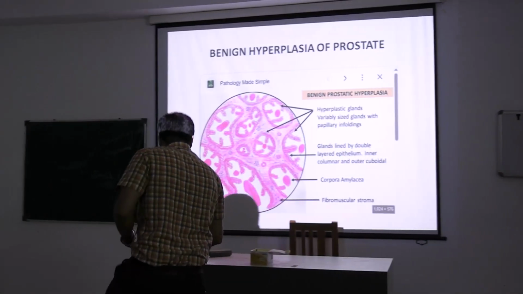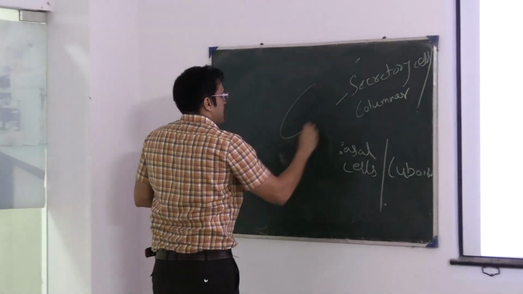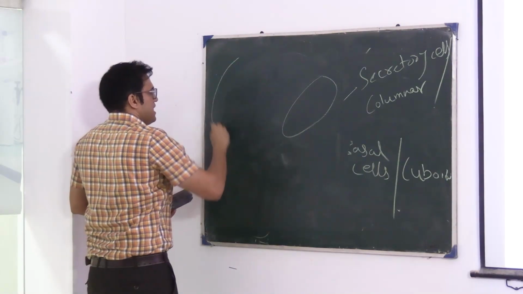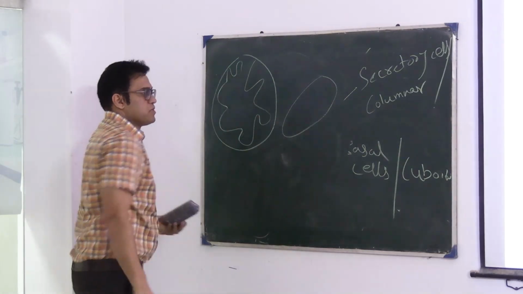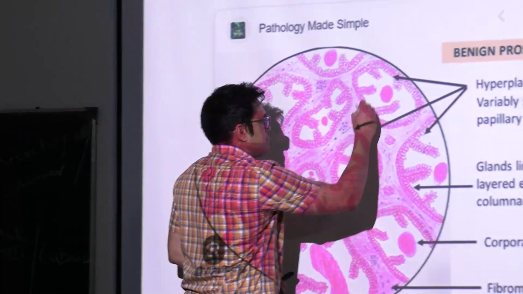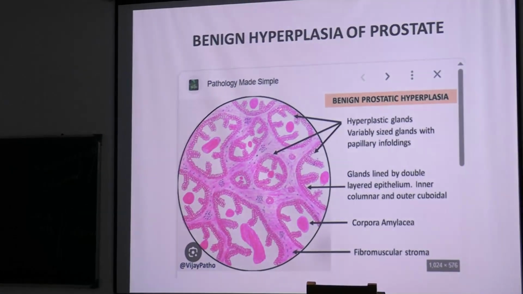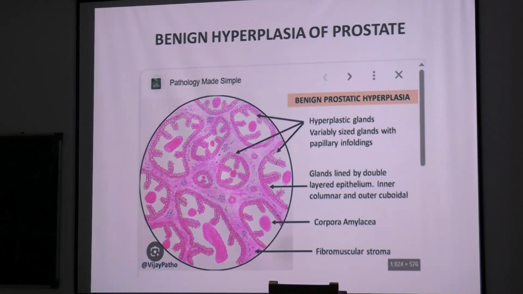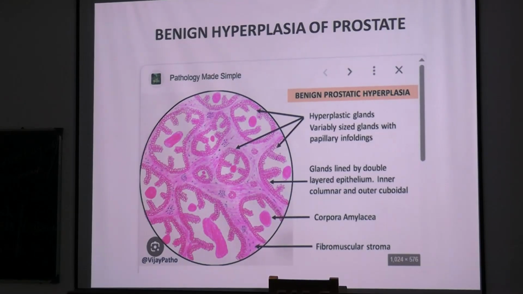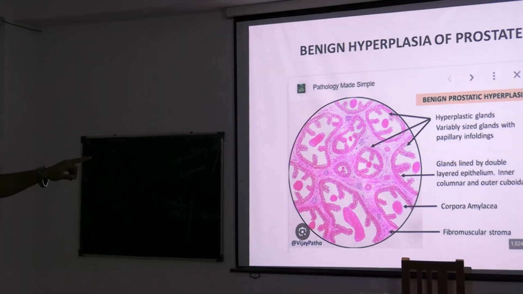So if a normal gland looks like this, then in benign prostatic hyperplasia how will it look? It will enlarge like this. And sometimes there will be papillary infoldings inside the lumen. Okay, so look at this. These are the glands, right? And sometimes there will be papillary infoldings of the epithelium into the lumen. So hyperplastic glands, variable size glands with papillary infoldings.